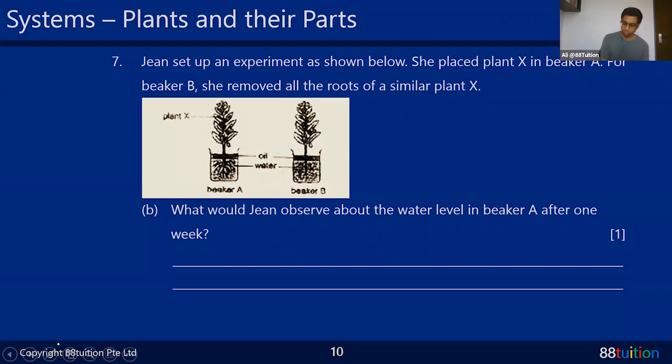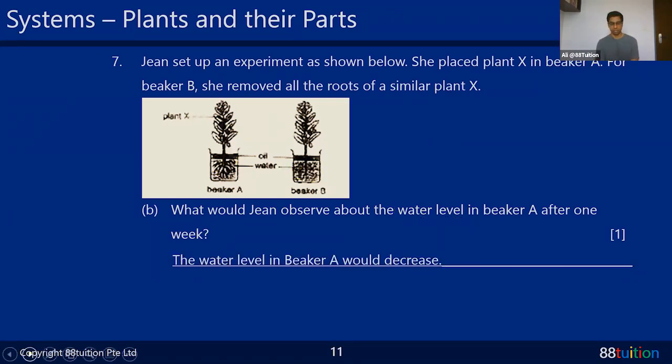what happens to the water level. Hello, look at this only. Only answer about the water level. What happens to the water level? Don't tell me it makes food, now it grows well, it grows taller, nothing. Just talk about the water level. Did it go down or did it not go down? That's it. The water level in beaker A would decrease.